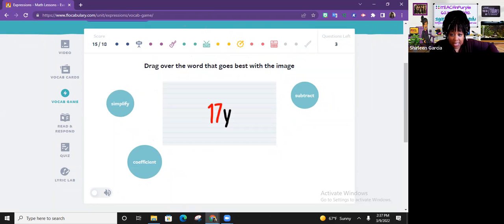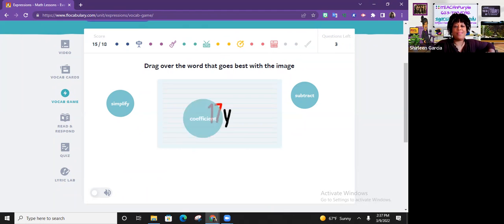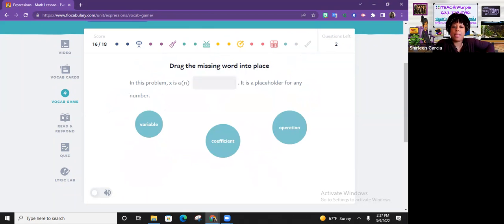What is the 17 in that term? 17y. Is it simplify, coefficient, or subtract? Yes, it is the coefficient. It is married to the y, meaning multiply.